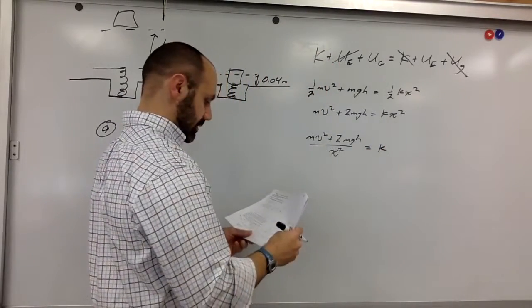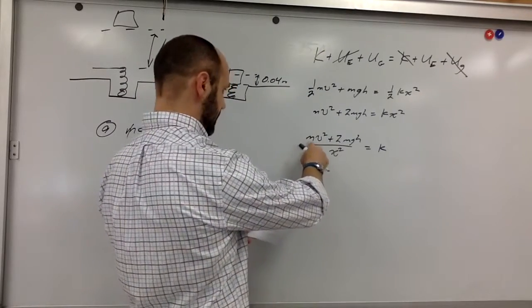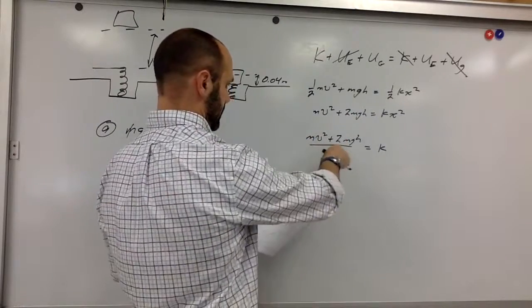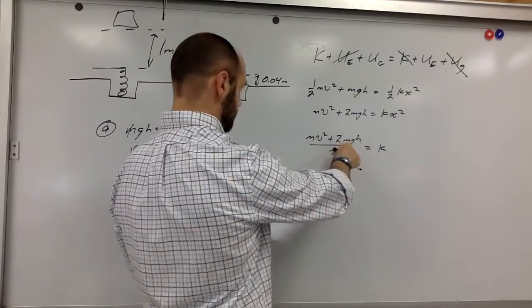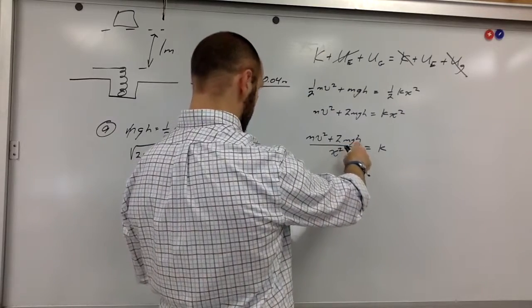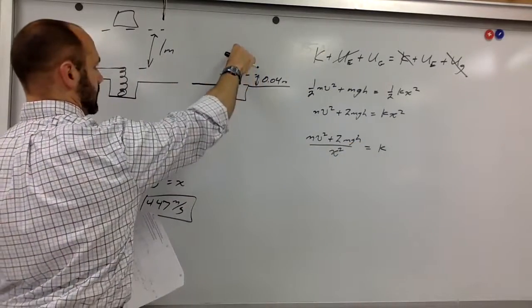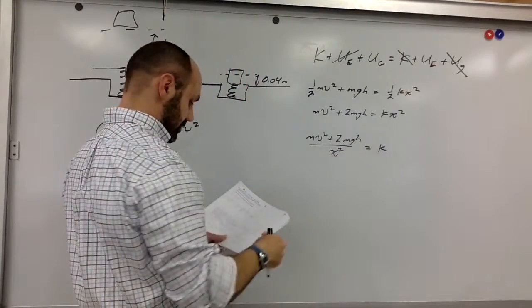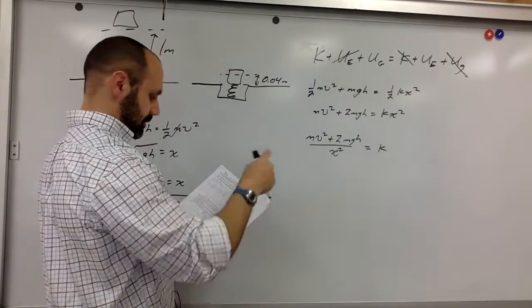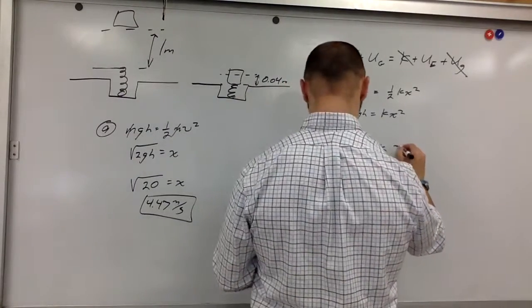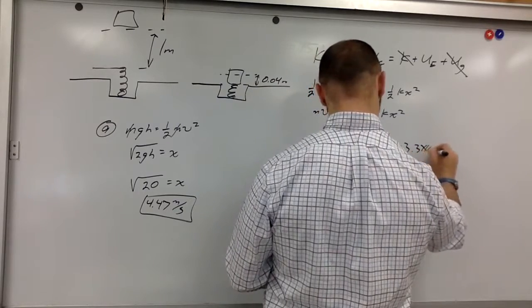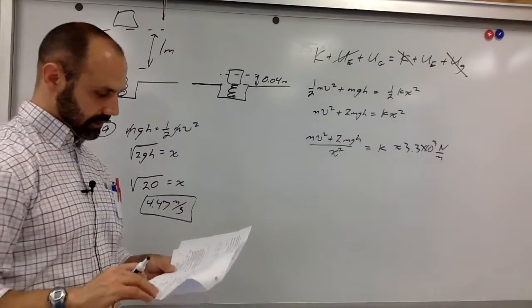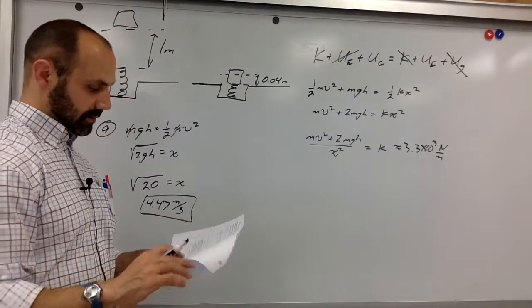I plug in my numbers here. m is 0.25. This is going to be 20 total, right? The square root of 20, squared. 2, m again, 0.25. g is 10. h we can use as 0.04 because we're talking about this height now, right? As it's hitting the spring, so 0.04. And then x squared is also 0.04 squared. And when you work that out, it ends up coming out to about 3.3 times 10 to the third newtons per meter.